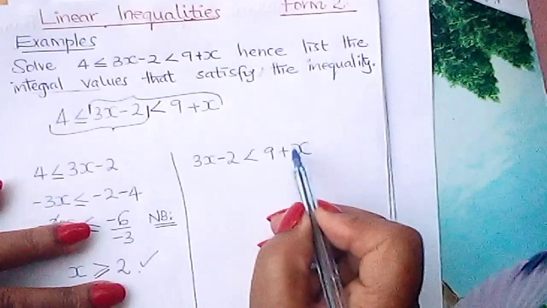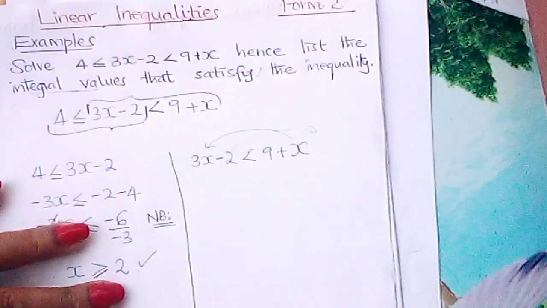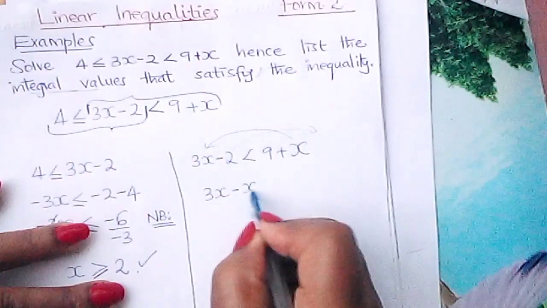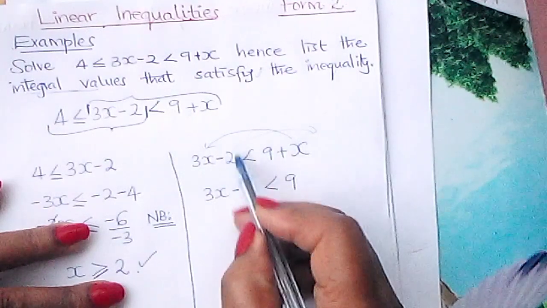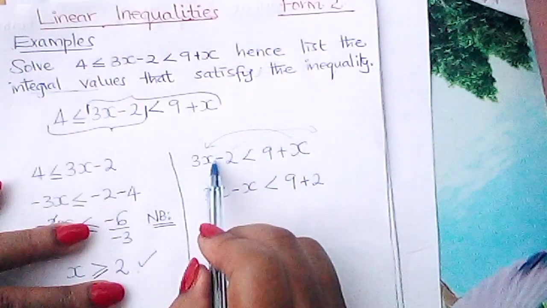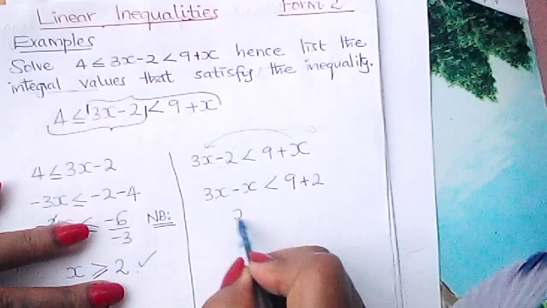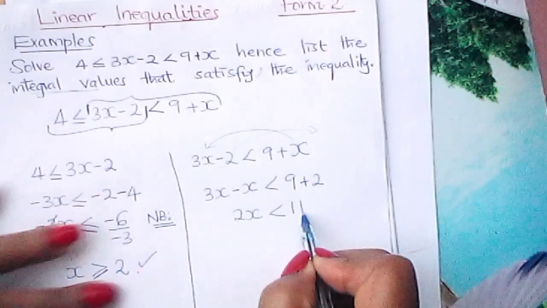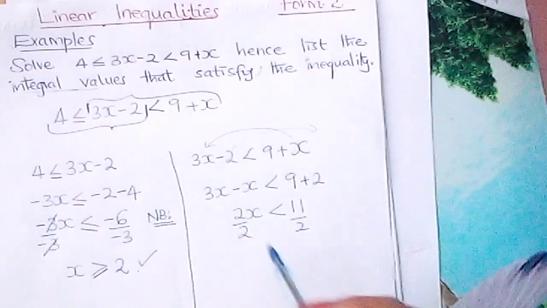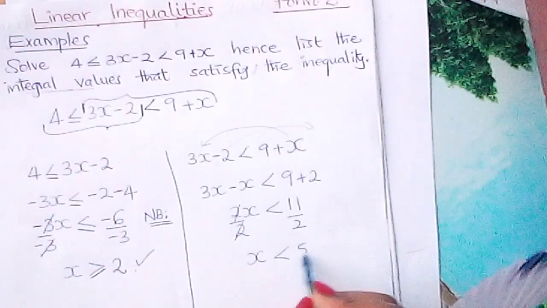We come to this one, learner. Take x to this side and take negative 2 to the other side; that is, bring the like terms together. So you'll have 3x minus x less than 9 plus 2. This gives 2x less than 11. Divide by 2. Here we are dividing by a positive number, so the sign will not change. You get x less than 5.5.